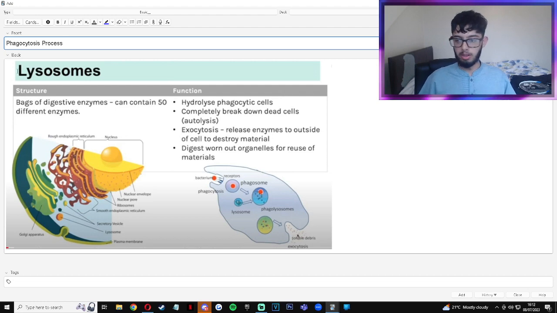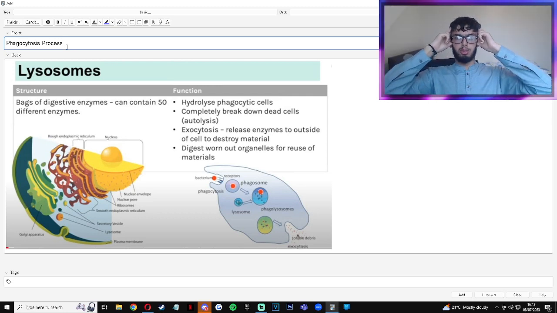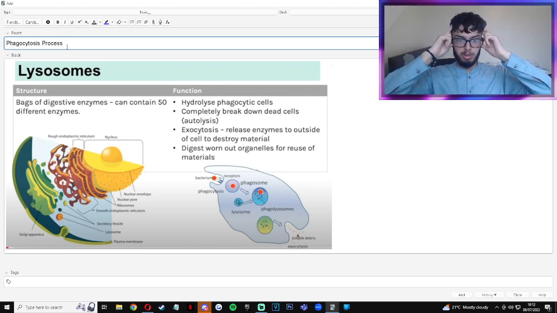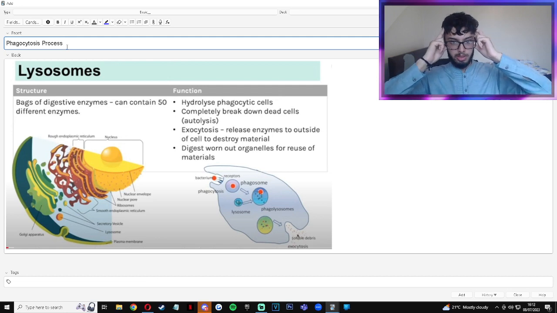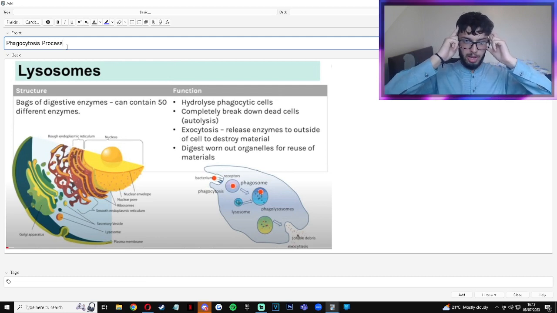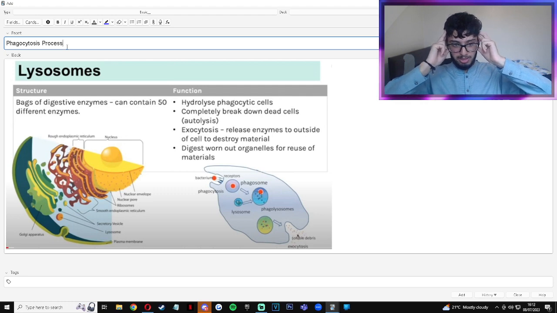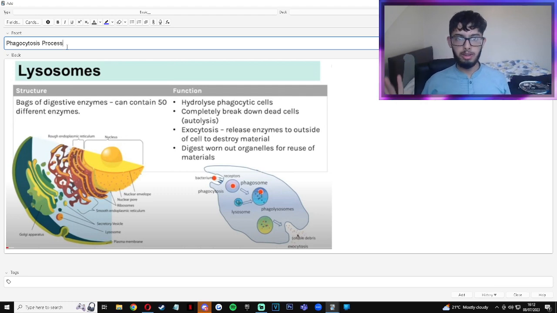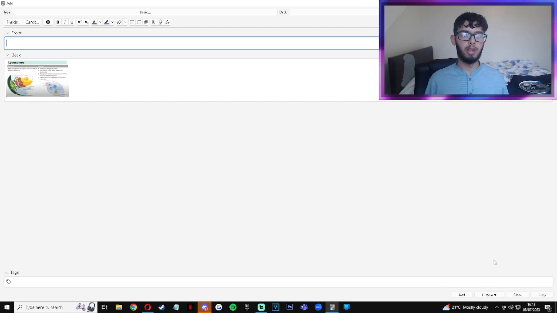When you do the flashcard, you'll have the front, and you'll try and remember. Hydrolyzed, phagocytic cells. I don't know what the second one is, and what do they release enzymes into? You don't know. I haven't done biology in a while, so this isn't at the back of my head, but I know most of this content and could probably figure it out quite easily. Anyways, phagocytosis process, add. You've now made the flashcard for it.